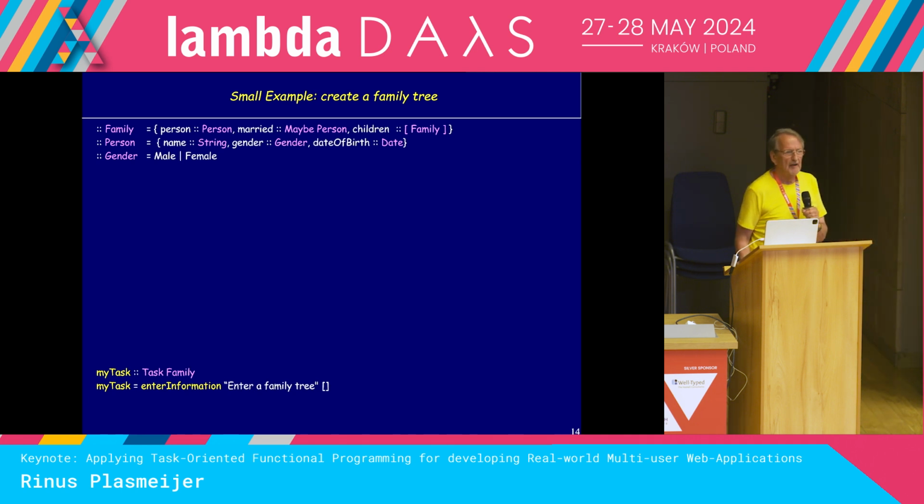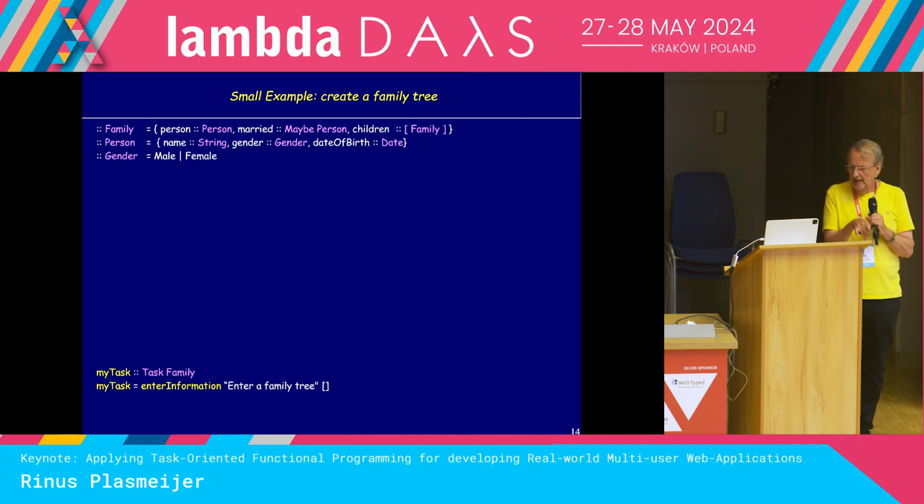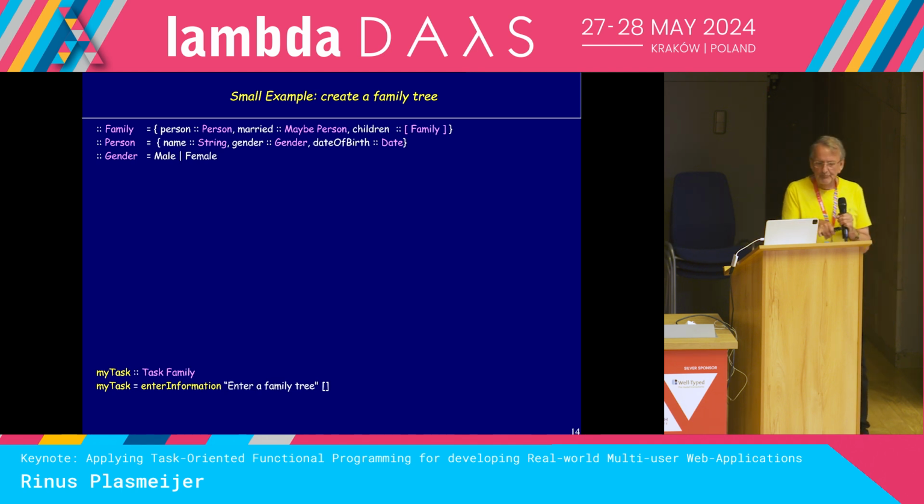On the top you see a definition of a record type. It's the type family, where you have a person which may be married and they might have a couple of children, and the person has a name, a gender, and the gender is, well, this is an old-fashioned example. It's only male and female. But you can extend it in that way. So the task we are going to do is simply fill in something of this type. So simply to fill in a family.